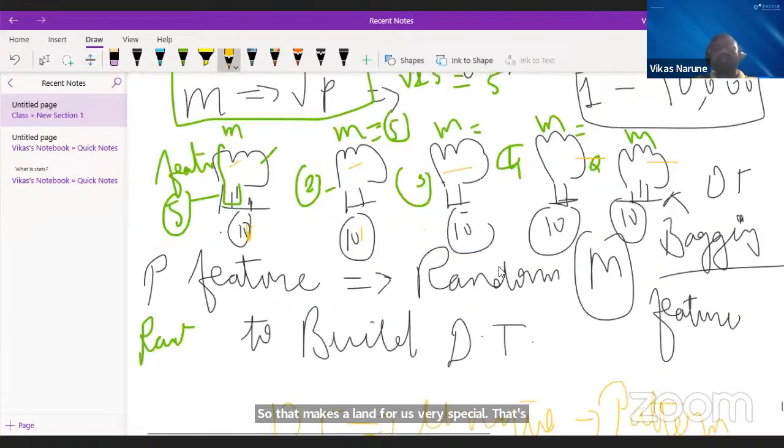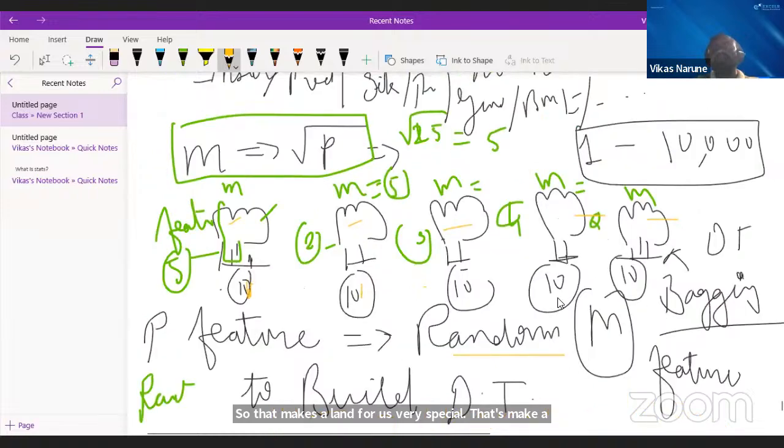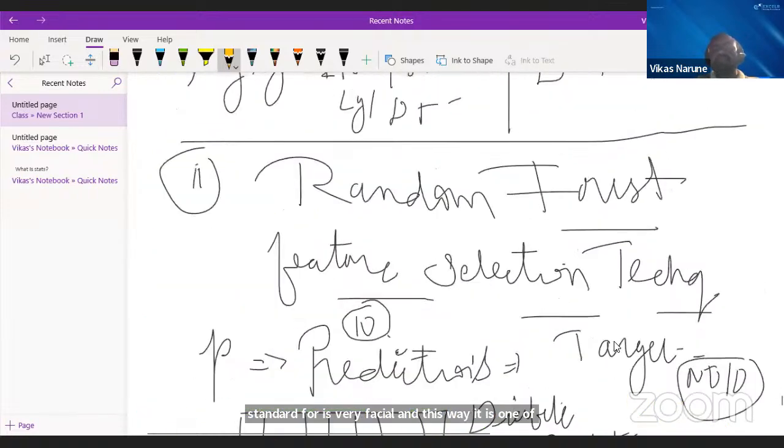This way it is one of the ensemble techniques, but it is different from bagging. It is a bagging classifier.